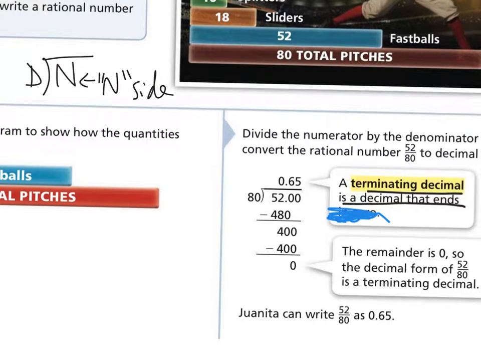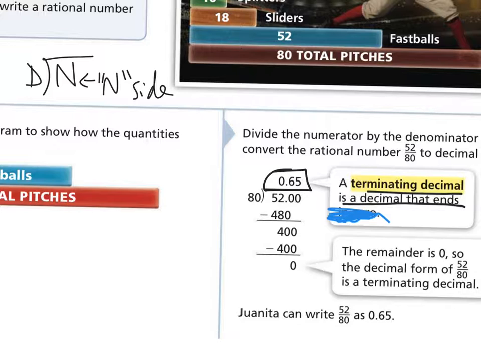And when we work that out, after the 52 we could put a decimal and some zeros there. That's the same thing as 52 still. And then we just keep going until we come up with a 0 remainder. And so that came out to be 65 hundredths, which you may remember would be the same thing as 65% if we change it to a percent. They're not asking us to do that, but just as an idea, you could say 65% of his pitches were fastballs.